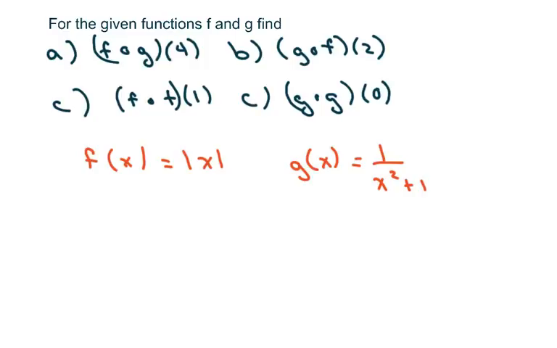Hi everyone. For the given functions f and g, which we have here, this is our first problem we're going to do. We're going to do two problems in this video. We have to find f of g of 4, g of f of 2, f of 1, and g of 0. So we're going to get started, and you might want to keep in mind these are the two problems we're going to do.